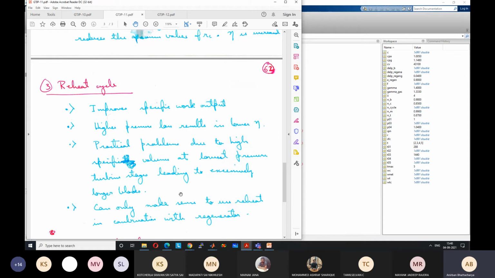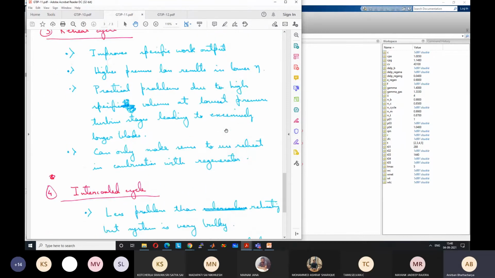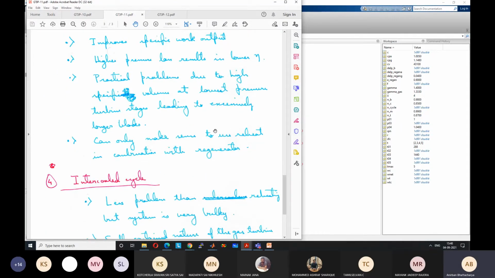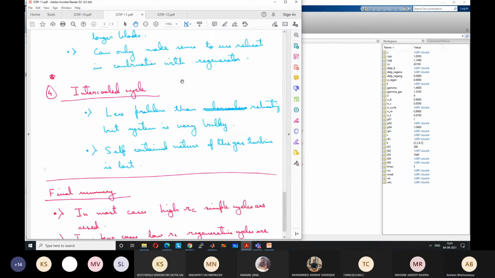So that's why reheat is not used. You also need an additional combustion chamber for reheating, and efficiency is also lower. Ultimately, it is not giving us much except improved work output. So it only makes sense to use reheating when it can be combined with a regenerator so that you can get higher efficiency. Although for the real case, the efficiency will still be much lower than the ideal case. So this is not used much in real life.